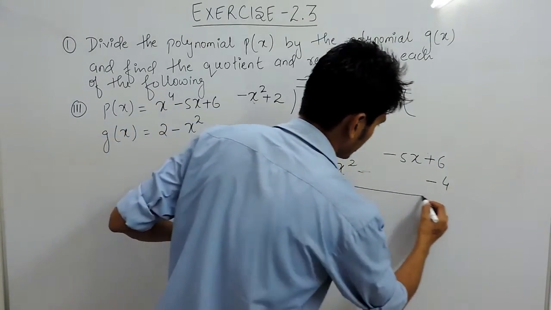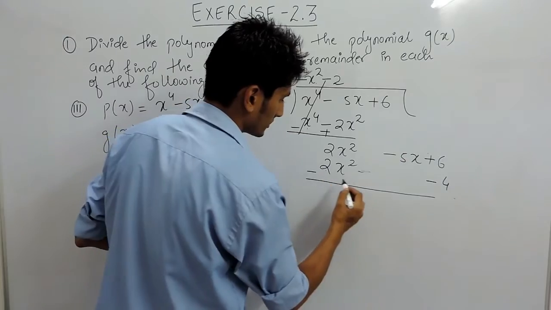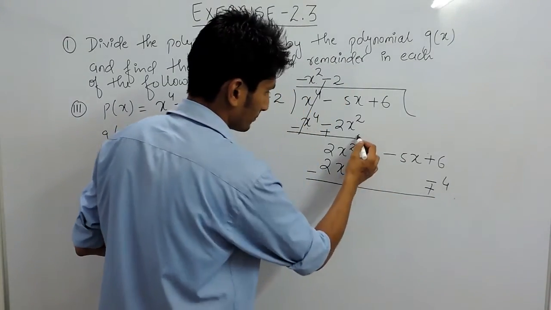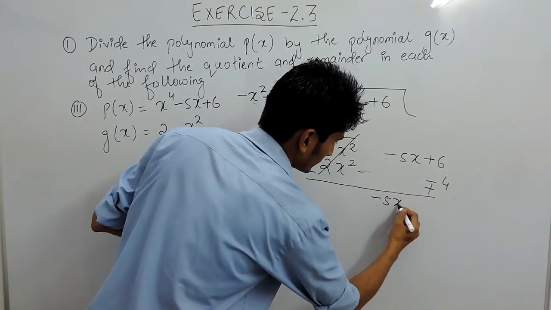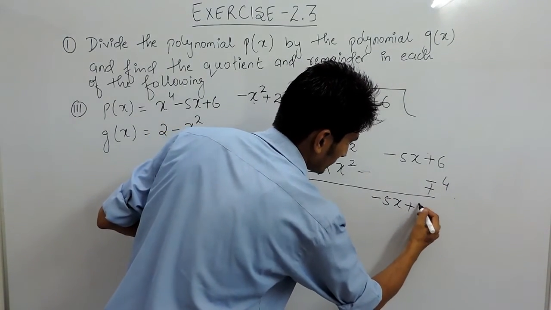So again you have to subtract. For that you have to change the sign. So this positive negative is cancelled out. This is copied as it is and this positive is 10.